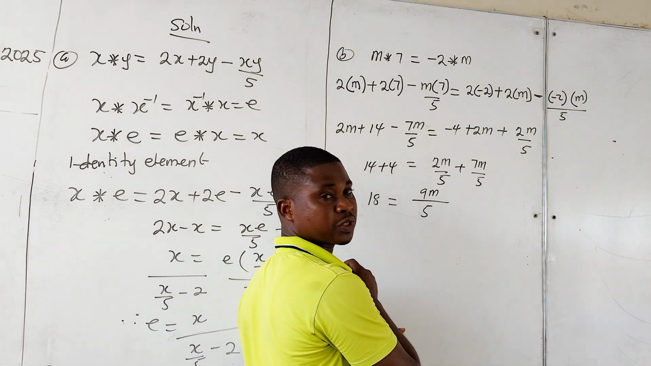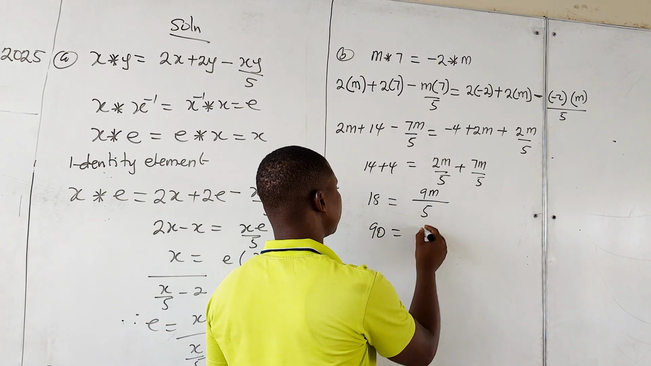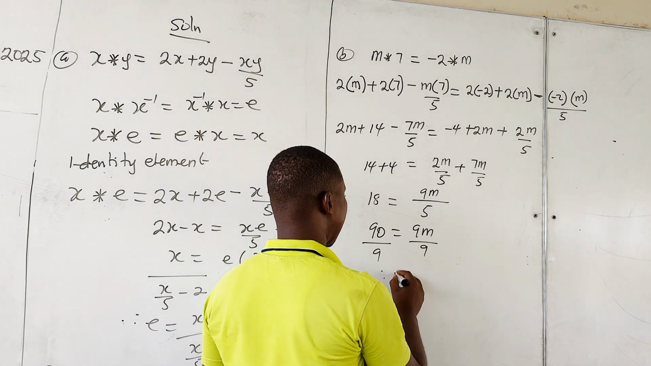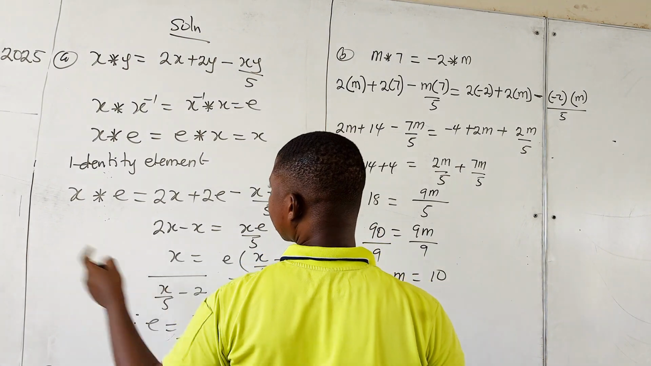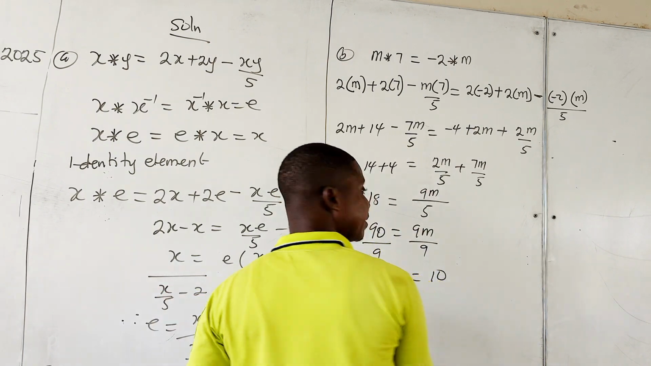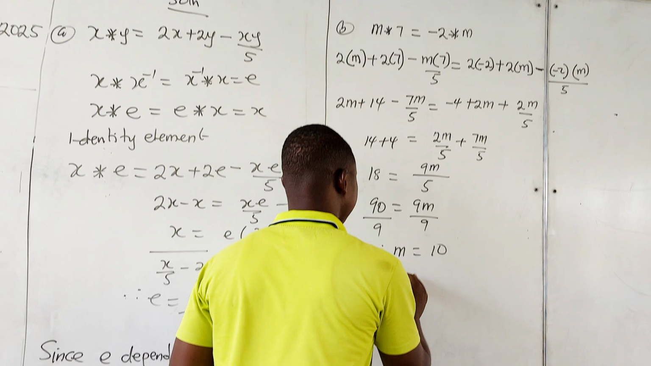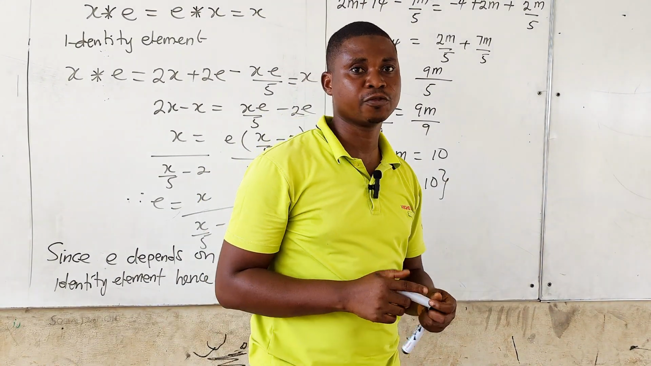So now we can do our cross multiplication. 18 times 5 is 90, is equal to 9m. Divide here by 9, here by 9. Therefore, our m is equal to 10. The question said we should find the truth set, so m is such that m is equal to 10. We should bring it in curly brackets to finalize it.